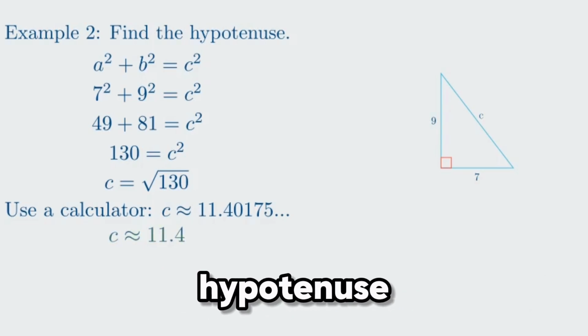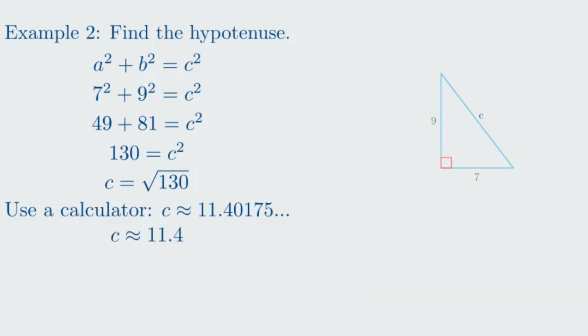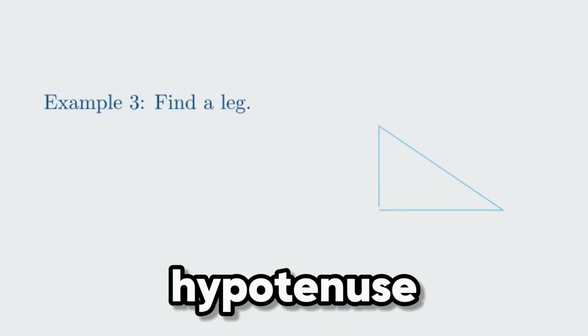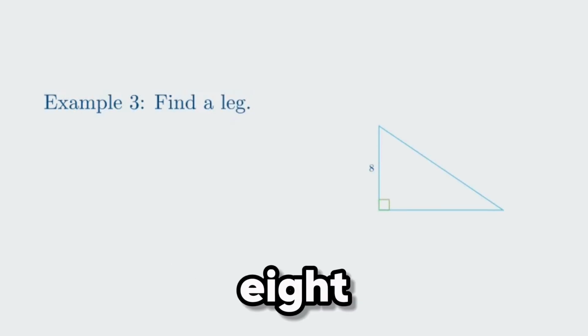Remember, the hypotenuse should be the longest side. 11.4 is indeed longer than both 7 and 9. Always check your answer to make sure it makes sense. So far, we've only solved for the hypotenuse, but the theorem is powerful enough to find the length of a missing leg too. Let's say we have a right triangle where the hypotenuse is 10 and one of the legs is 8. We want to find the length of the other leg.